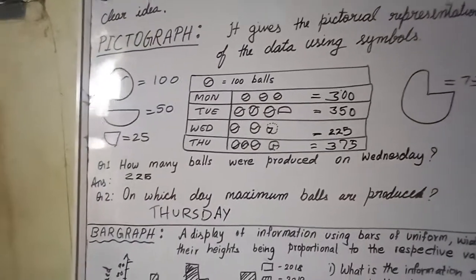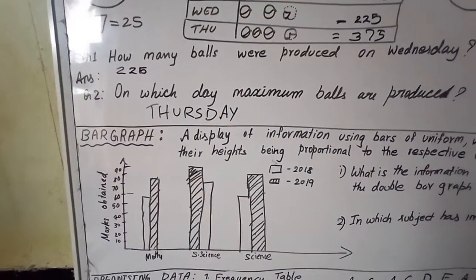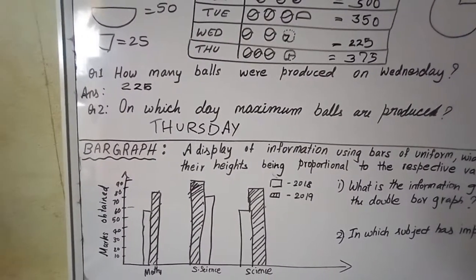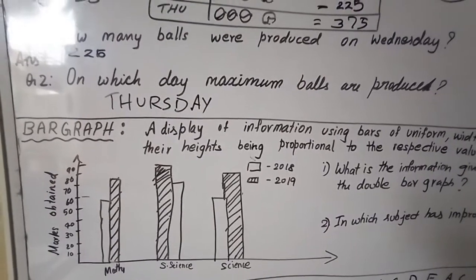The main thing is, you can see here there is a double bar graph. They can represent a bar graph or a double bar graph. Double bar graph will help you to compare the data.